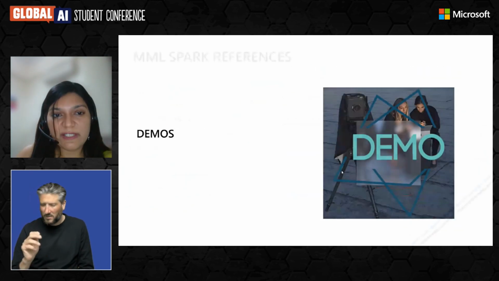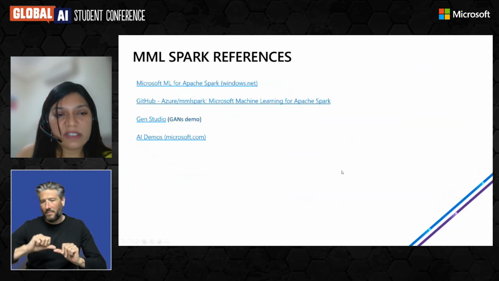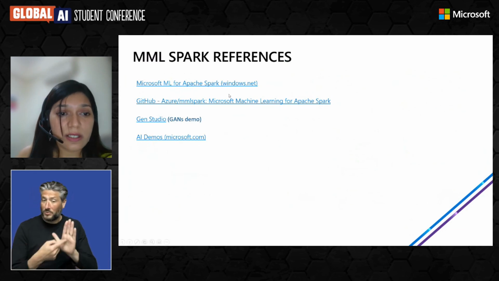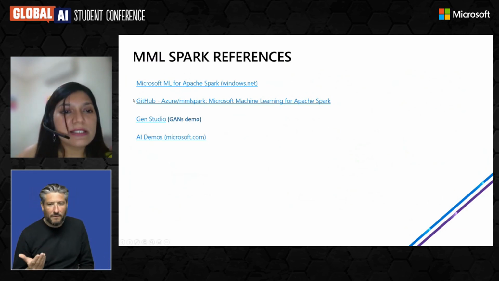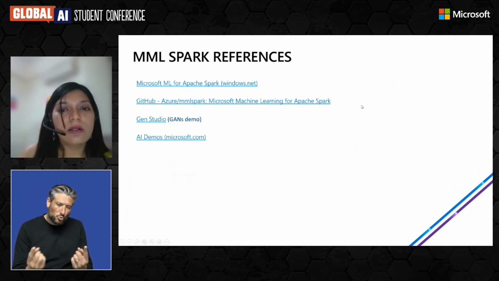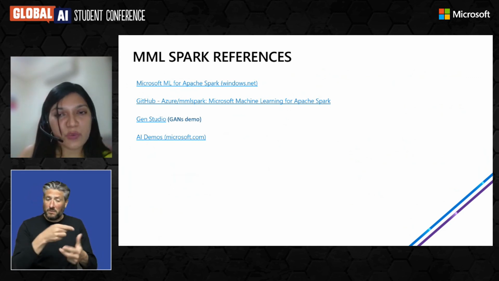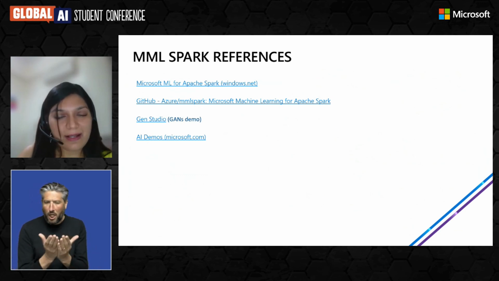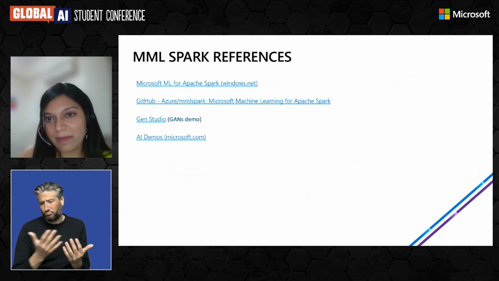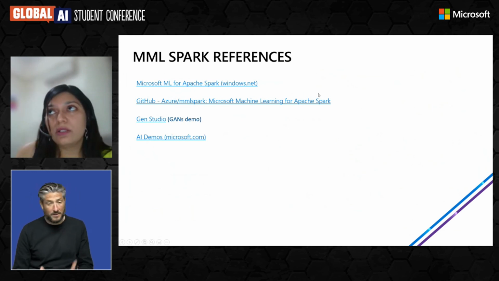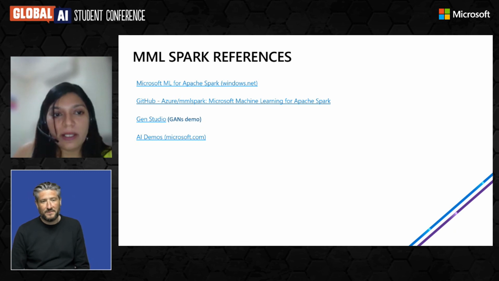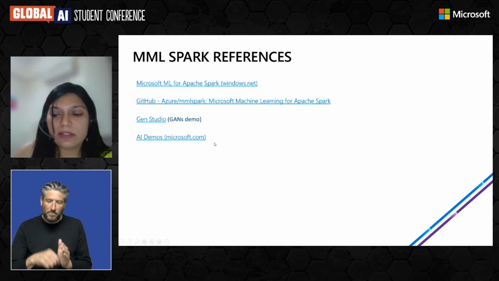The demos which we saw, and these are the Spark references which I have embedded. This is the Gen Studio demo which we saw for the GANs. Then this is the GitHub where you find all the Spark projects and libraries which you can try. Vowpal Wabbit is there, text analytics using Vowpal Wabbit, LightGBM, image classification. Also a few libraries to install on Azure Data Science VM for deep learning, and these are the AI demos which you can try out for cognitive services.